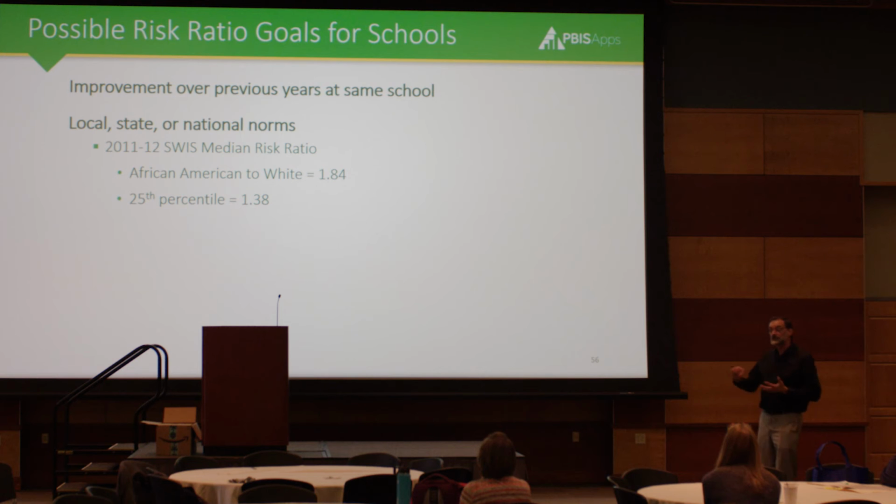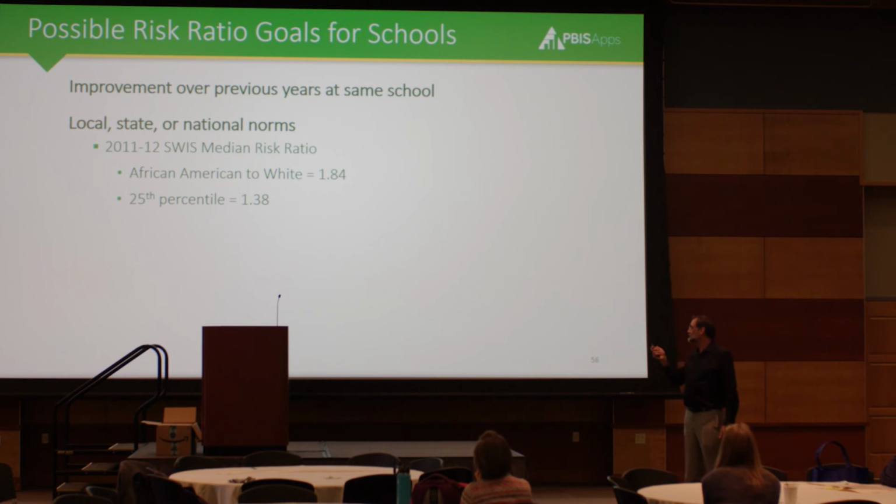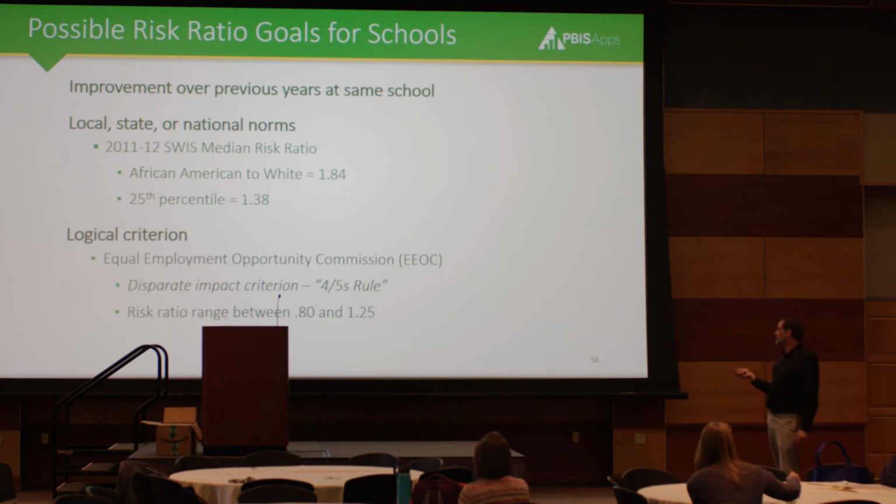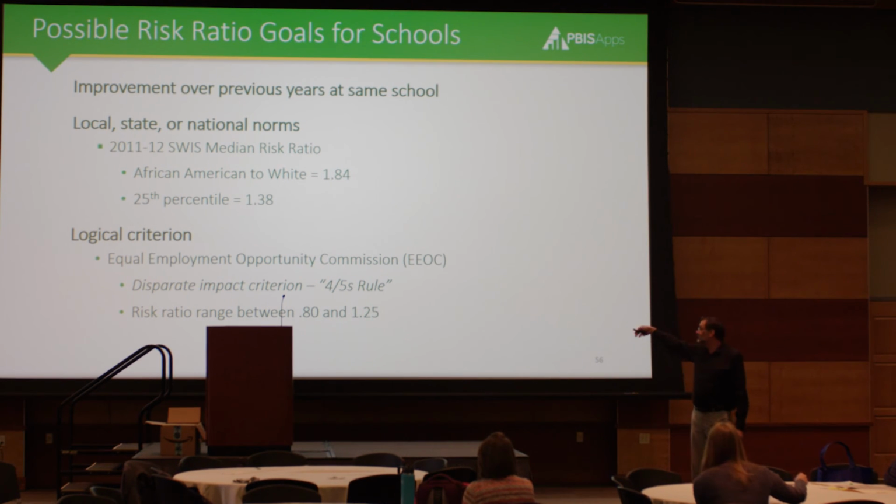You could look at the districts around you. You could look at the districts across the state. We did this looking back on the 11 and 12 data, and we said the median risk ratio for African-American students compared to white, where each school had at least 10 of those populations in it, we can make that comparison. It would have been 1.84 times. That would have been the median, the 50th percentile. The 25th percentile would have been 1.38. Remember, I was going to be upset at 1.50. That'd be better than 1.50.